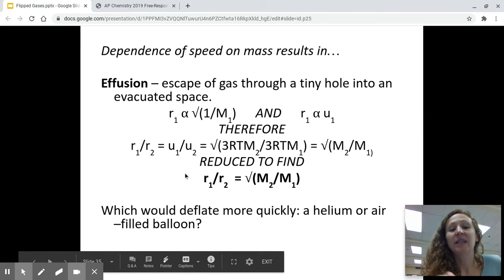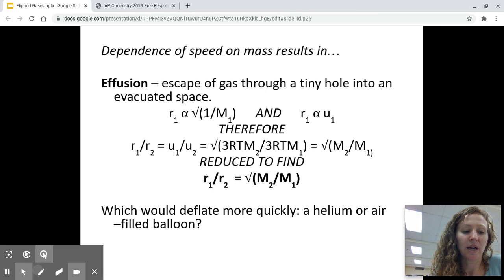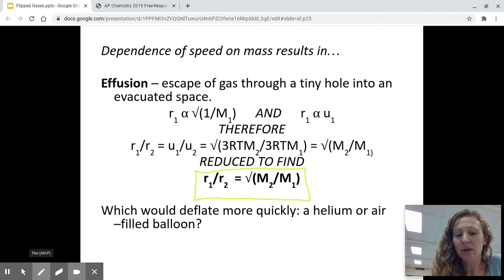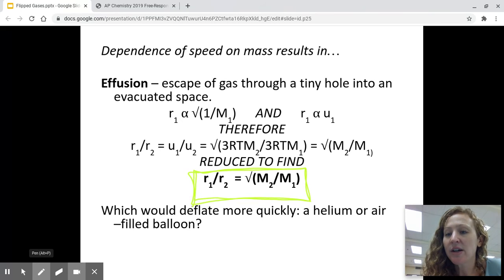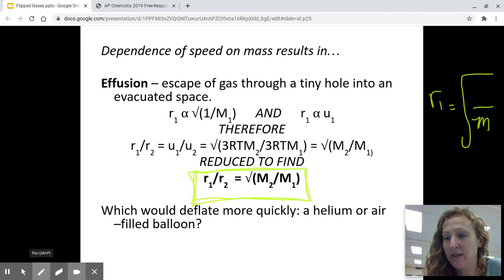All right. When we're talking about effusion, so the escape of a gas through a hole, again, super complicated relationship that can be reduced down to this equation here. So R is going to be the rate of escape of one molecule. And notice there's the square root, and then the molar mass of that one molecule is in the inverse. So again, we see this relationship of rate of escape indirectly proportional to the square root of molar mass.